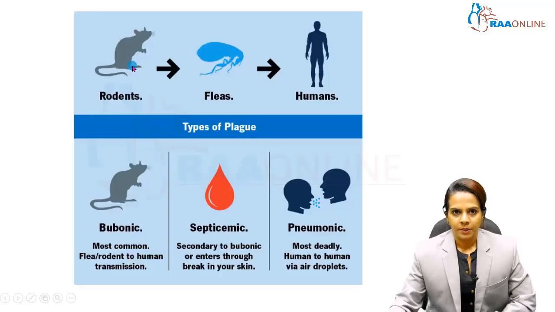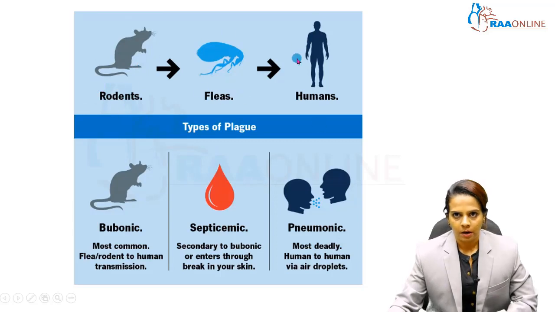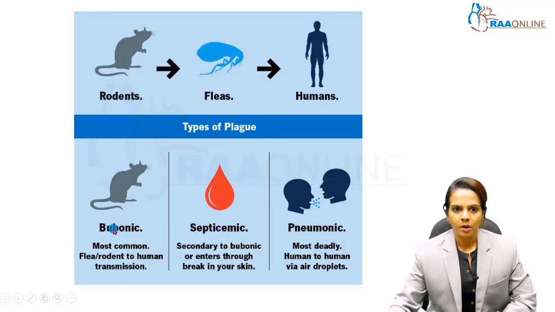Okay, so this is a picture showing the clinical types of plague. Rodents are the reservoir, fleas are the vectors, which help in transmitting the infection to humans. And the clinical forms of plague are the bubonic, septicemic and pneumonic. Bubonic is most common, and the case fatality ratio is 30 to 60%. It is flea, rodent to human transmission. Here pneumonic is most deadly and the case fatality ratio can be 60 to 100% if left untreated. It's most deadly in human to human transmission through air droplets.